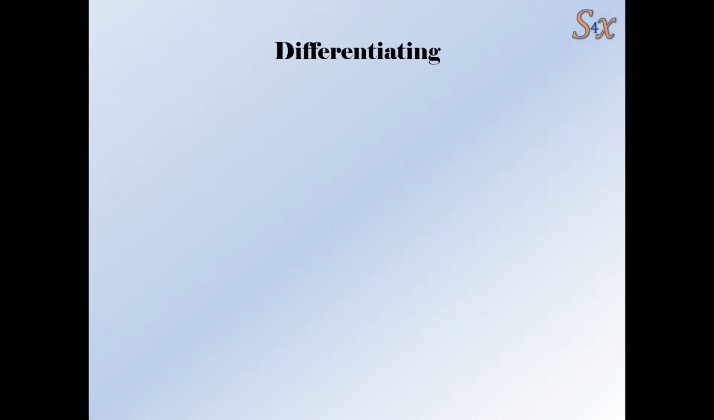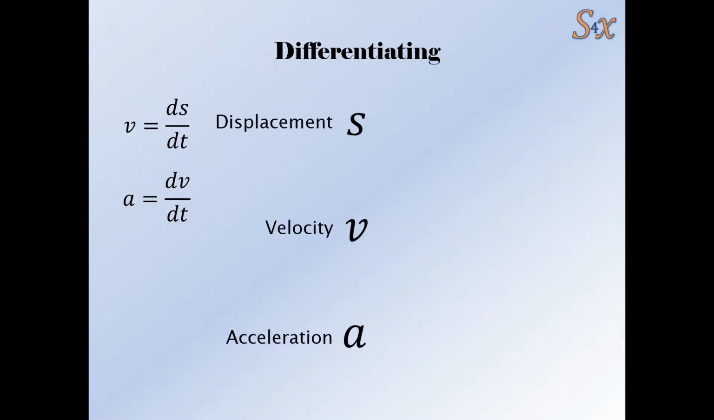So let's focus on differentiating for now. We said that the velocity is the rate of change of displacement, and the acceleration is the rate of change of velocity, or dv by dt. So we can link together the displacement, the velocity, and the acceleration like this.